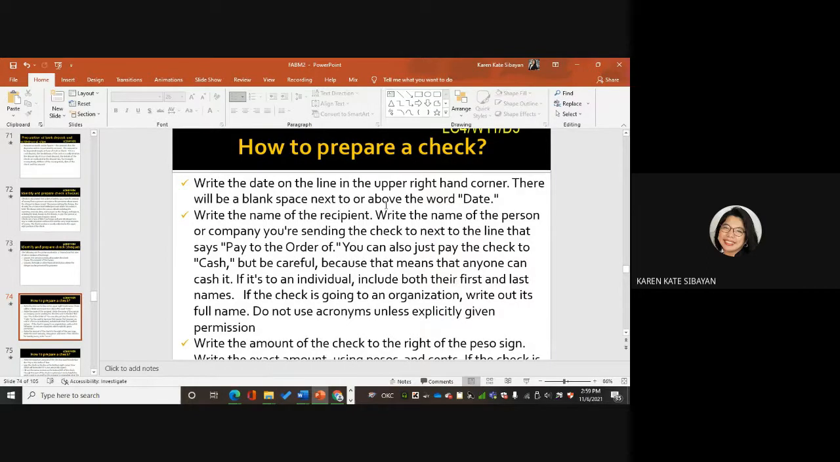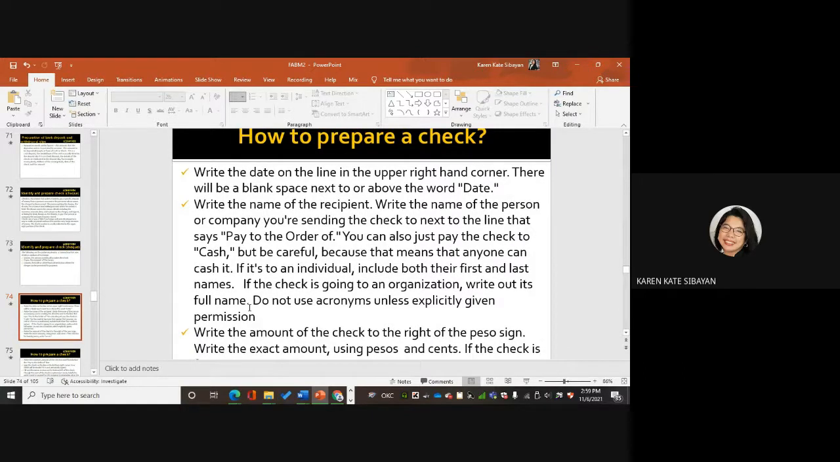Write the date on the line in the upper right-hand corner. There will be a blank space next to or above the word date. Write the name of the recipient. Write the name of the person or company you're sending the check to next to the line that says pay to the order of. You can also just pay the check to cash, but be careful because that means that anyone can cash it. If it's to an individual, include both their first and last names. If the check is going to an organization, write out its full name. Do not use acronyms unless explicitly given permission.